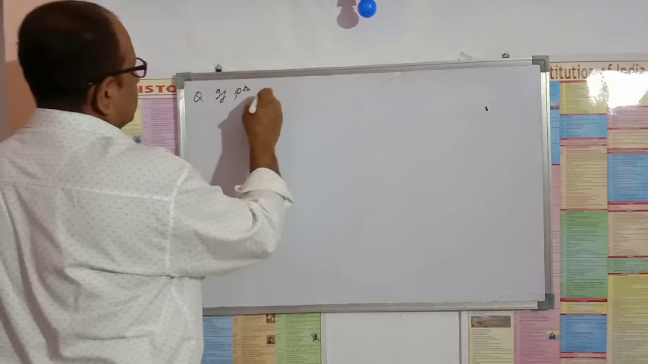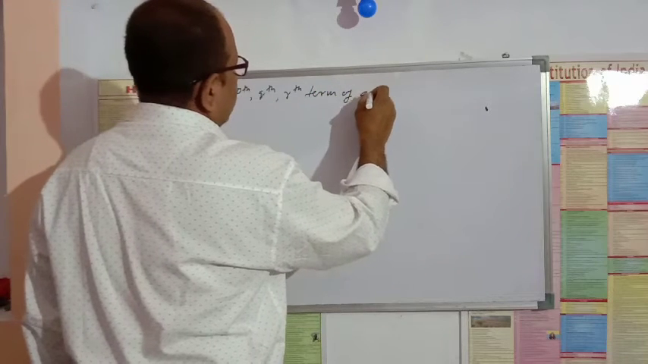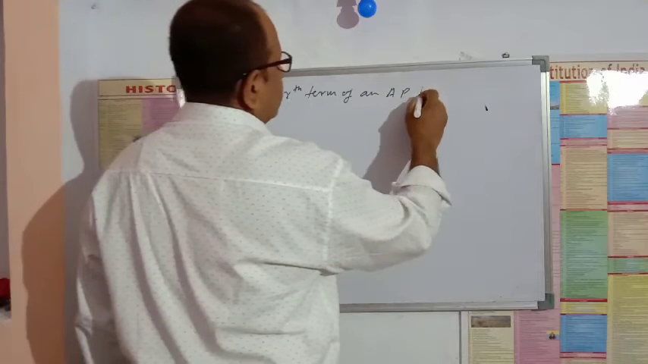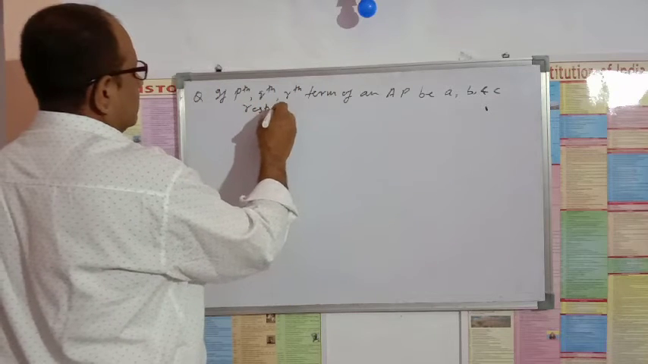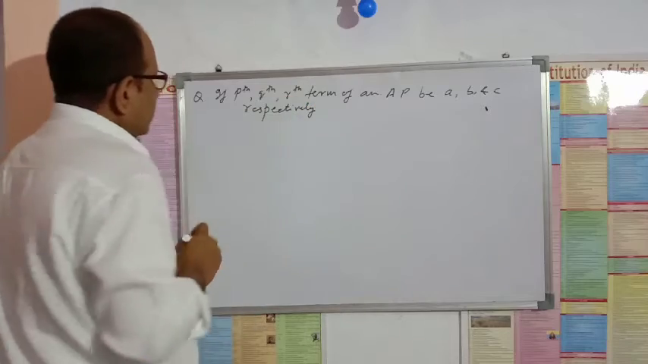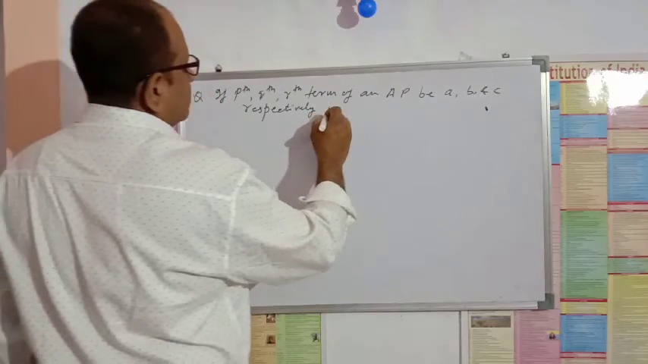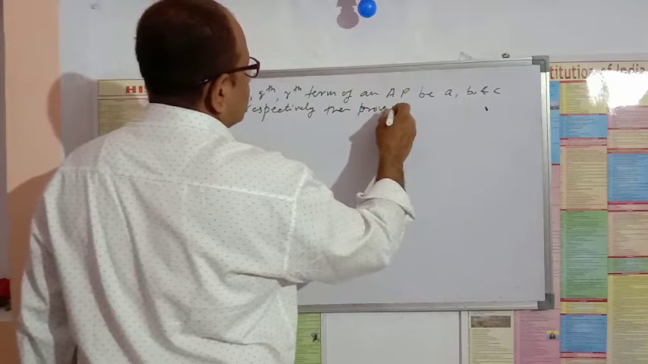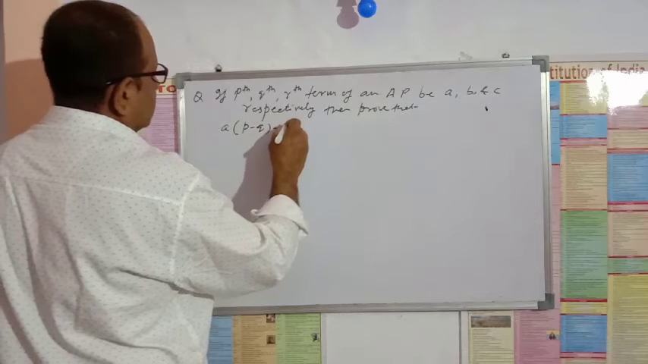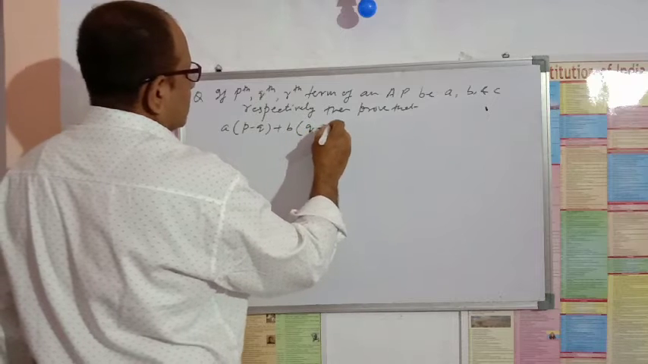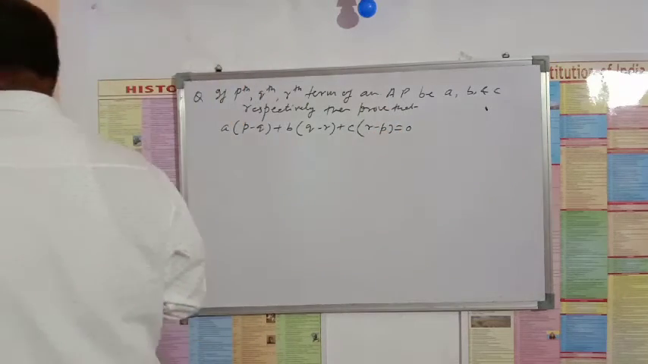If the pth, qth, rth term of an AP be a, b and c respectively, then prove that a(q minus r) plus b(r minus p) plus c(p minus q) is equal to 0.